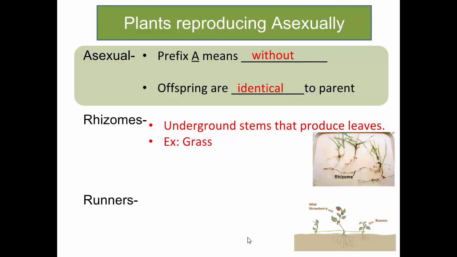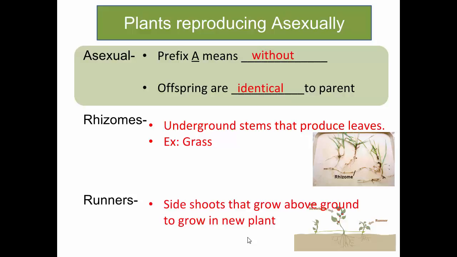This is asexual reproduction. Some plants, like strawberries, do the same kind of thing, but they do it above ground. They send out a shoot that goes along the ground. And then when it touches the ground, it grows roots that can grow into a new plant. Again, it came from just one original plant. That's asexual reproduction.